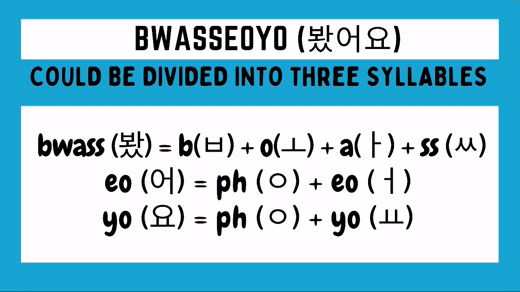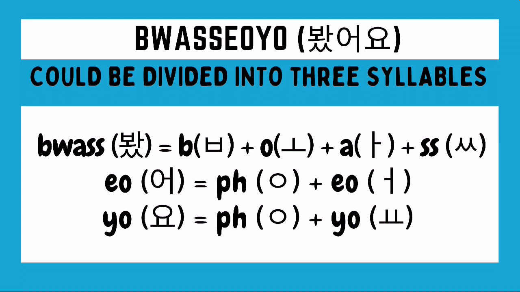Now, how do we write 봤어요 in Hangul? Let's start with the first of the three syllables. To be able to write the syllable pas, we need to draw first a B character, followed by an O character, followed by an A character, followed by a double sangsiyat character. Take note that the wa sound is actually formed by combining the O and A sound.